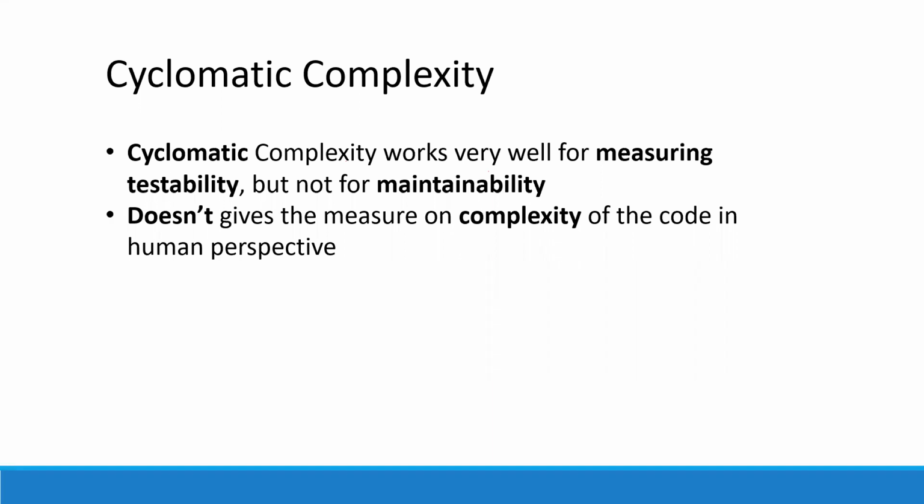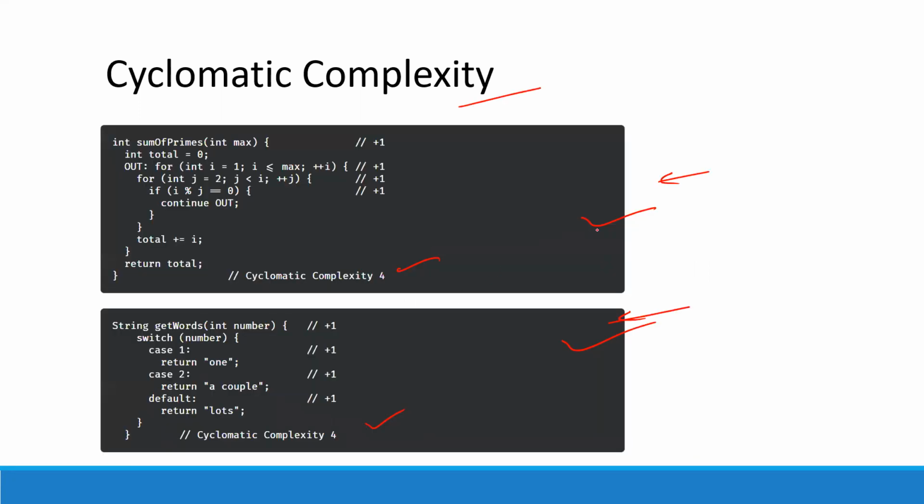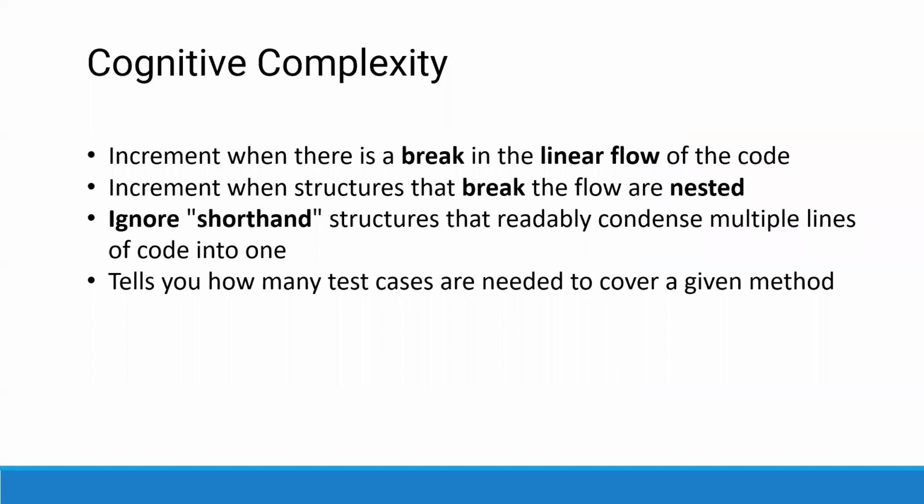It doesn't give the measure of how complex the code is from a human perspective. Here, it tells whether your code is testable or not. Yes, your code is testable and the cyclomatic complexity is 4. So in this case, it's a confusion for us. We cannot tell whether it is good code or bad code from a cyclomatic complexity point of view. That's when we need to go to the next level, called cognitive complexity.